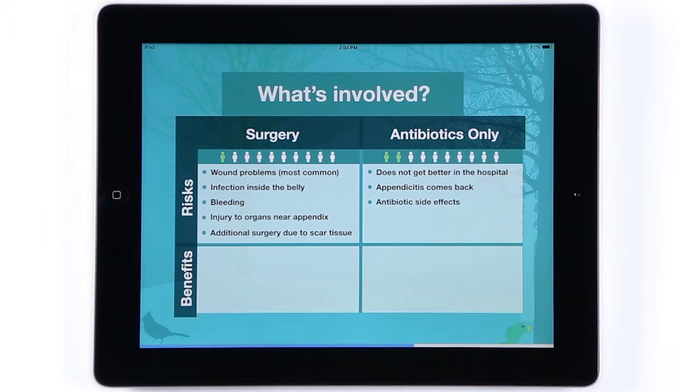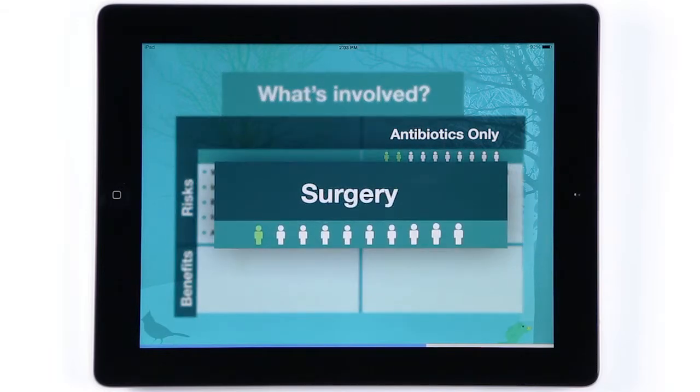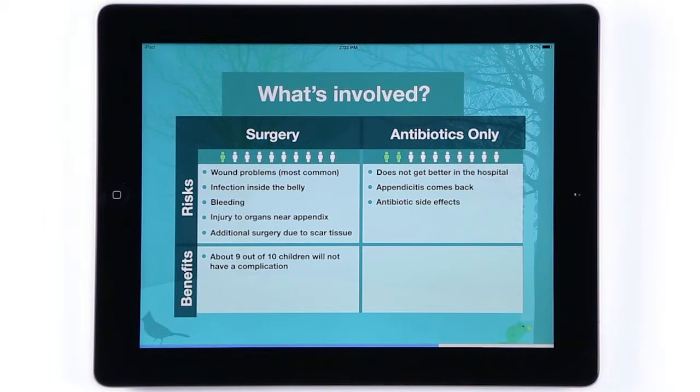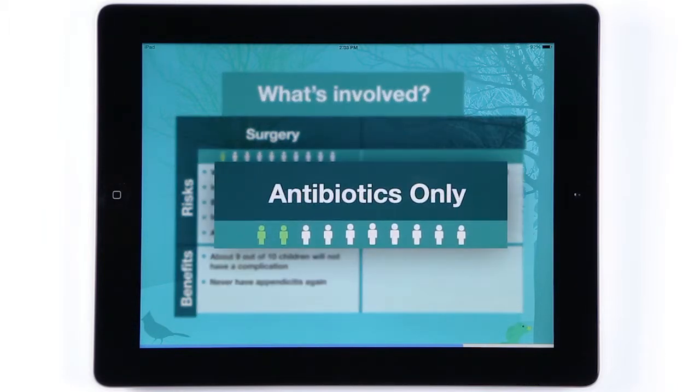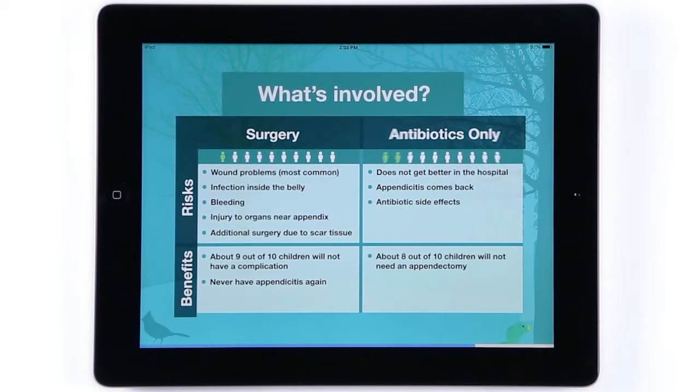Now, let's talk about the benefits. With surgery, about 9 out of 10 children will not have a complication after an appendectomy. In addition, your child will never have appendicitis again. With antibiotics, about 8 out of 10 children will not need an appendectomy. In addition, your child will have less pain and a quicker recovery.